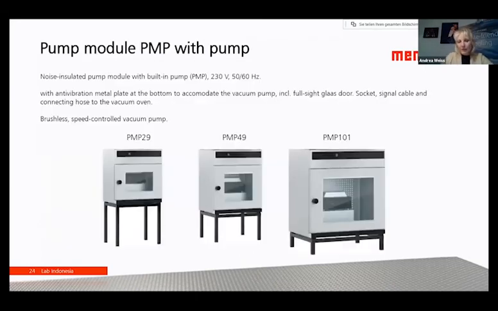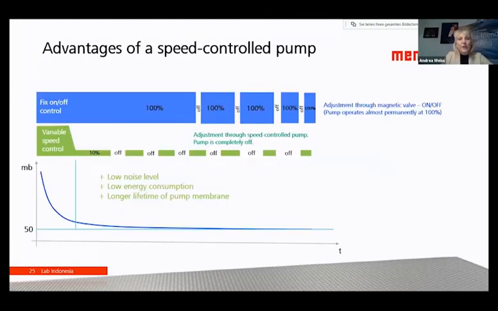Very briefly to the pump, there is a chemical resistant pump. This is a brushless speed control pump which can be offered. And that pump means that we have here the advantage of this speed control pump, which refers to low noise level, low energy consumption, and longer lifetime. As additionally to the controlling of the pressure itself, we also have this automatically controlling of the speed controlled pump. So as you know, membrane pump has a lifetime. So here we have a longer lifetime for this special pump membrane.